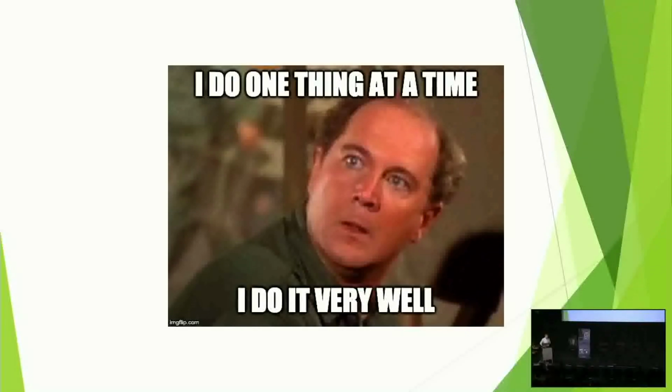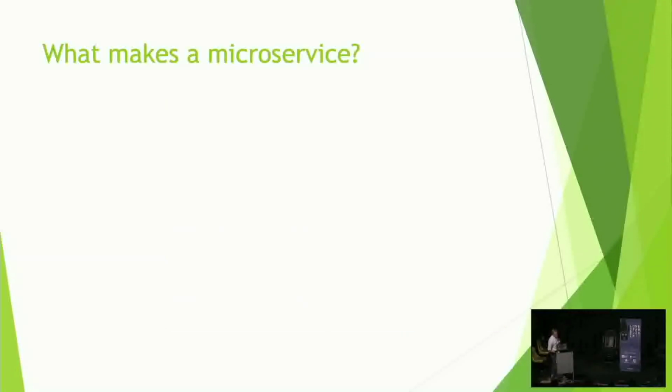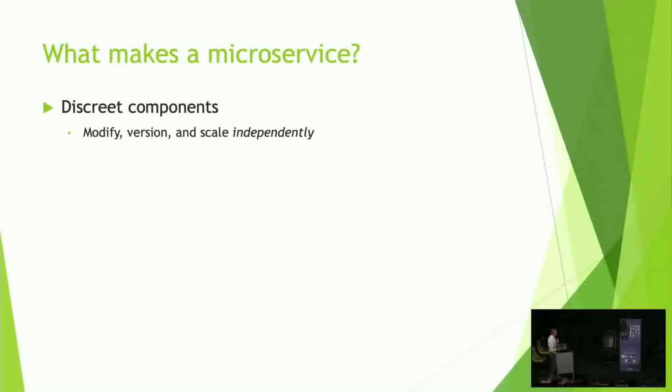So this is what we shoot for when we're trying to design a microservice architecture, and we want to separate the concerns out into as small components or pieces as we can. We can easily reason about them, and we get a lot of benefits for that if we do it right. So what makes a microservice? They're discrete components, obviously. They do one thing, ideally. And some of the benefits, you get to modify and version and scale them independently of each other.